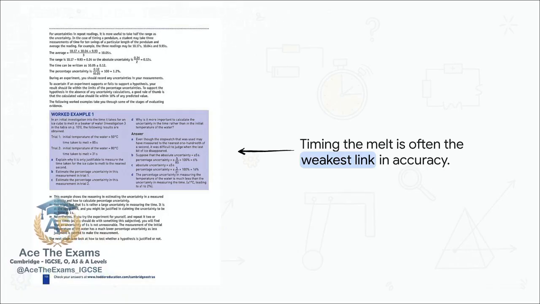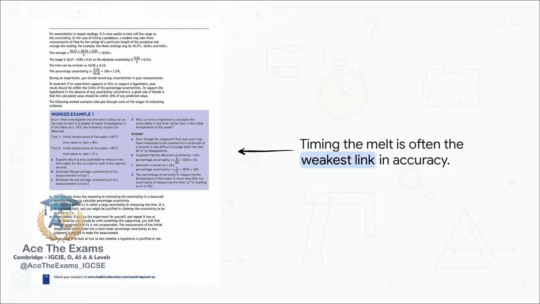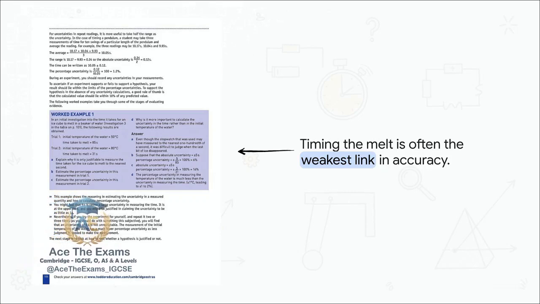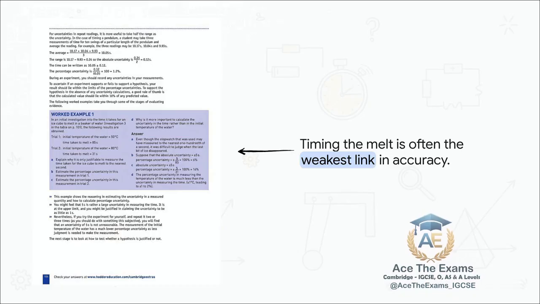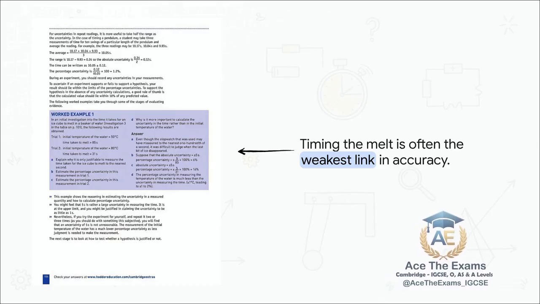Not terrible. But for a faster trial, say the water was hotter and the ice melted in just 31 seconds, that same 5-second human judgment error creates a massive 16% percentage uncertainty. Meanwhile, reading the thermometer at the start probably only has a 1 to 2% uncertainty. This proves mathematically that timing the melt is the absolute weakest link in the entire experimental setup.